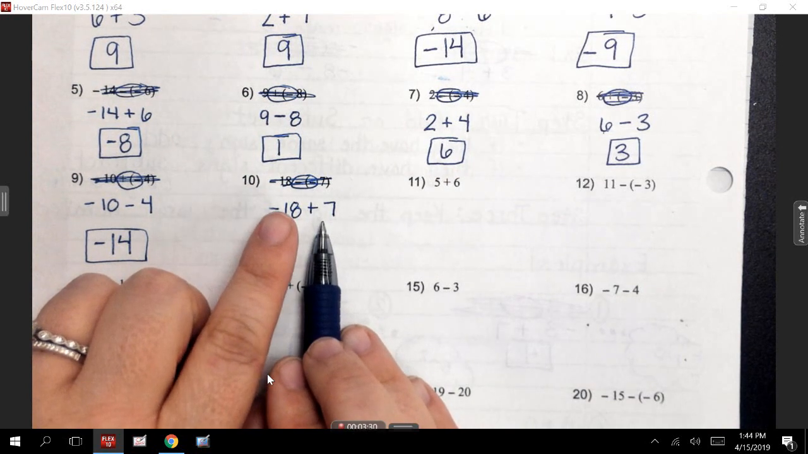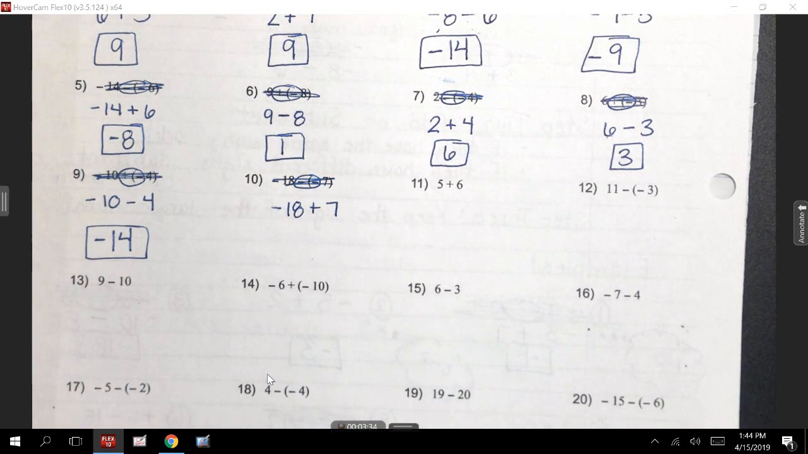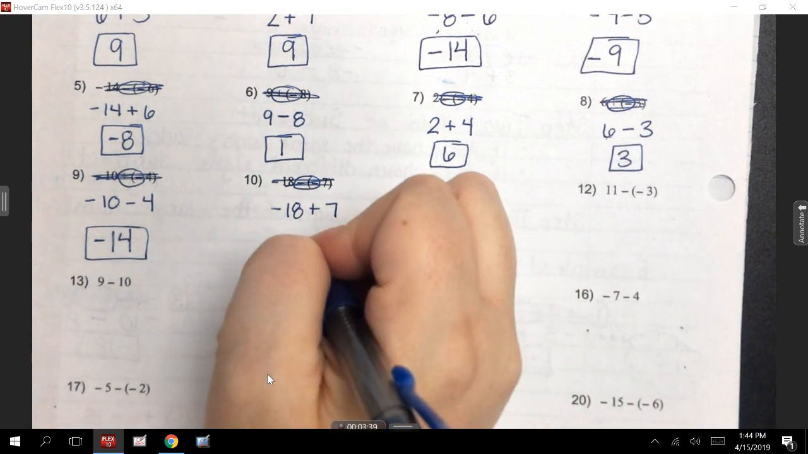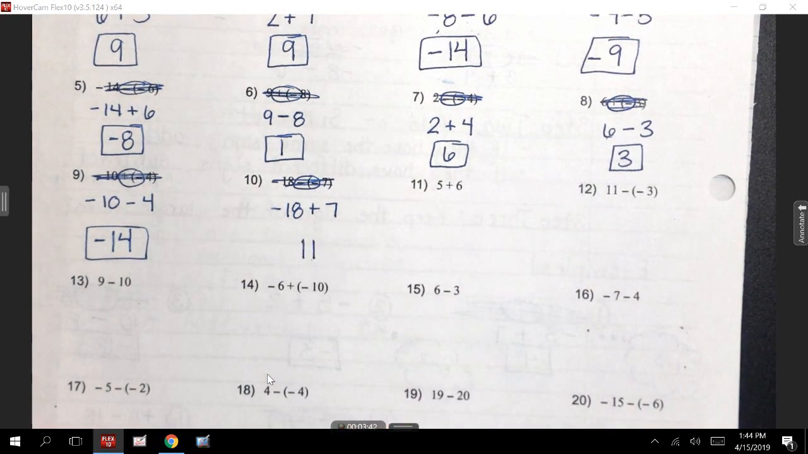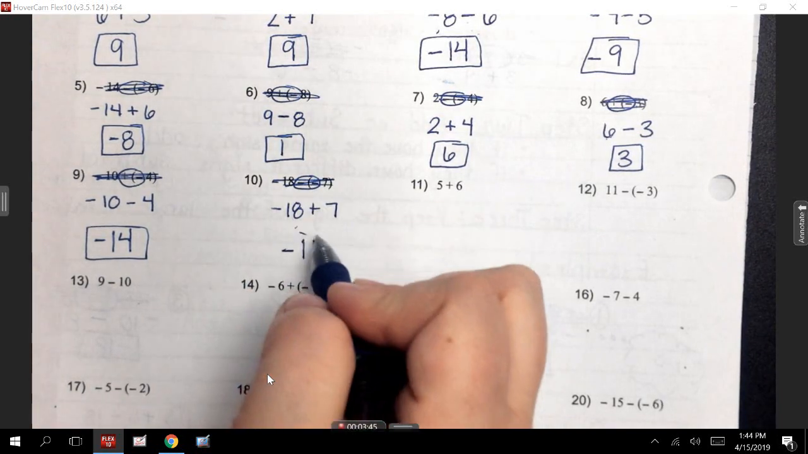Different signs. So what are we going to do with these numbers? Subtract them. So in my head, I'm not writing this down. In my head, I'm thinking 18 minus 7 is? 11. And Aaron, is that a positive 11 or a negative 11? A negative, because 18 is bigger and 18 has a minus.